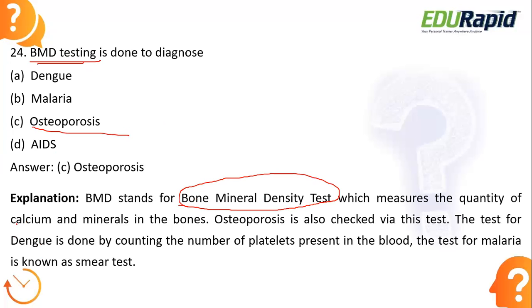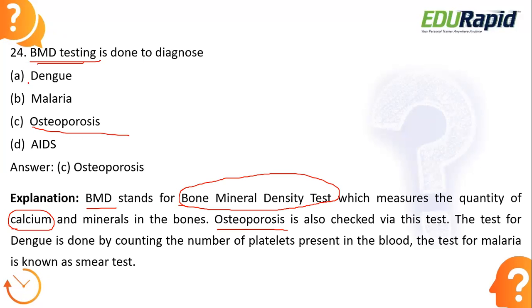Basically, we know that to have stronger bones we require an important mineral called calcium. Phosphorus is also necessary to have stronger bones. To know the calcium content and the rest of the minerals in our bones, we have to undergo the BMD test. So osteoporosis is a disease related to bones, and it can be detected with the help of BMD testing.